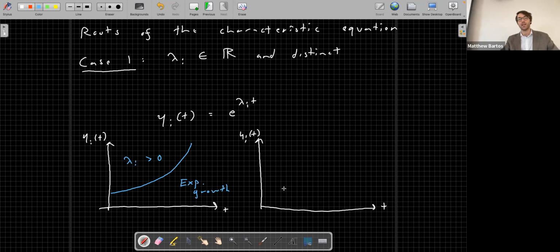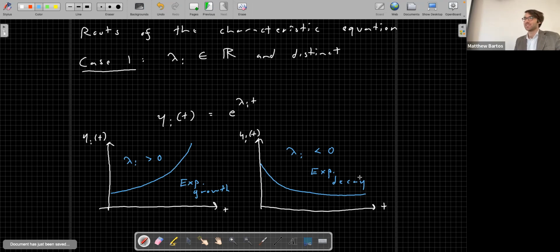Okay. If lambda is negative, you will get exponential decay. There's also another case that I neglected to mention here. What's the third case? Lambda is equal to 0. What will your response be in that case? 1, right? You'll just have a constant of 1, which is possible. Okay, so very good. Great, let's go on to the second case.